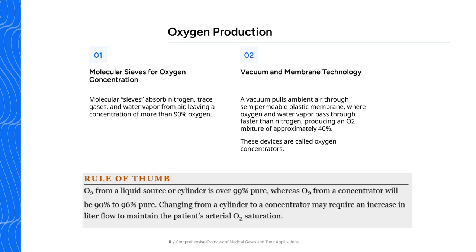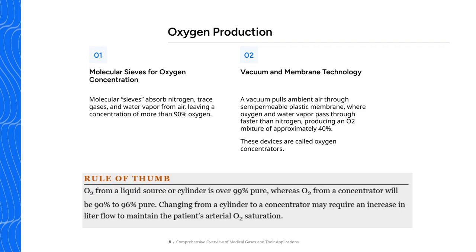Let's take a closer look at how oxygen concentrators work. A vacuum pulls ambient air through a special semi-permeable plastic membrane. Because of the membrane's properties, oxygen and water vapor pass through faster than nitrogen. This process results in an oxygen mixture that's about 40% pure. These devices are known as oxygen concentrators, and they're essential in medical settings for providing supplemental oxygen.